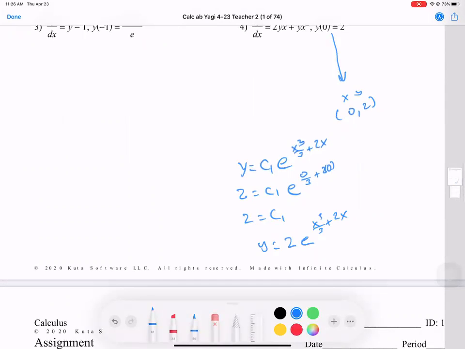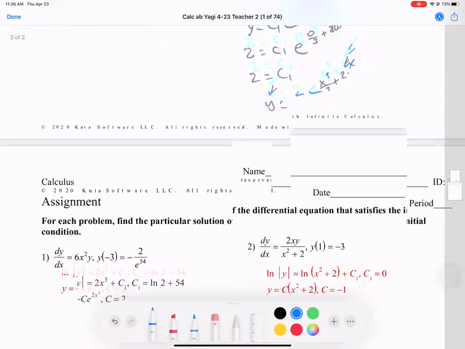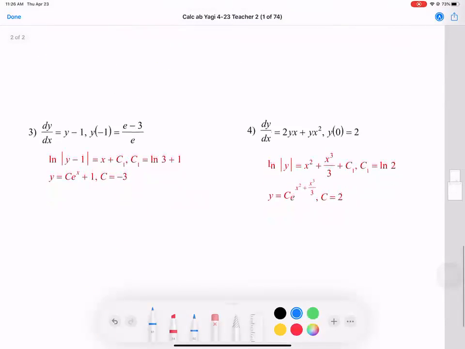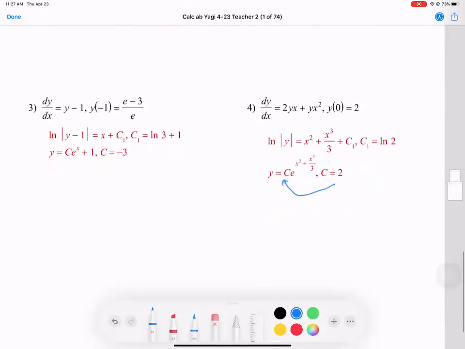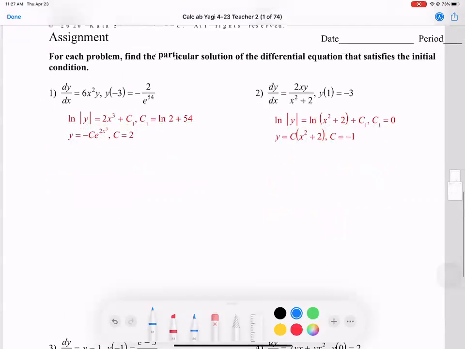And if I want to verify that, if I plug in 0 here and 2 here, the answer gives us y is equal to 2, which gives us our correct answer here. I'm going to go check the answer in number 4. So if I plug in the 2, that's the answer that we got. Okay.